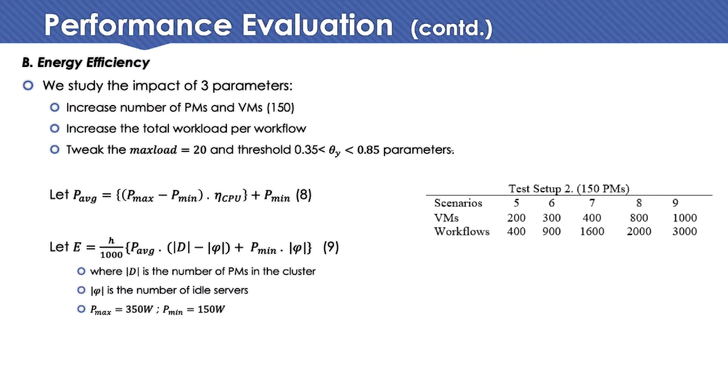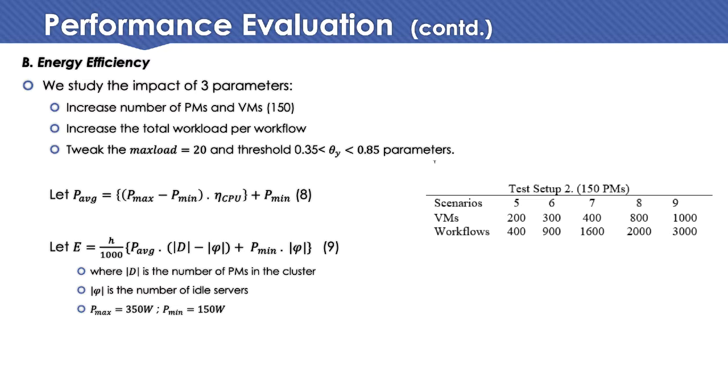Now we look at the second aspect of our experimentation, which is the energy efficiency. The objective of this experimentation is to analyze the impact of larger workloads, increased number of virtual machines and PMs, and the threshold of the energy efficiency on the APEnergy scheduler. In test setup 2, the number of physical machines is increased to 150 with CPU availability threshold theta in the range of 0.35 and 0.85 with the maximum load set to 20.